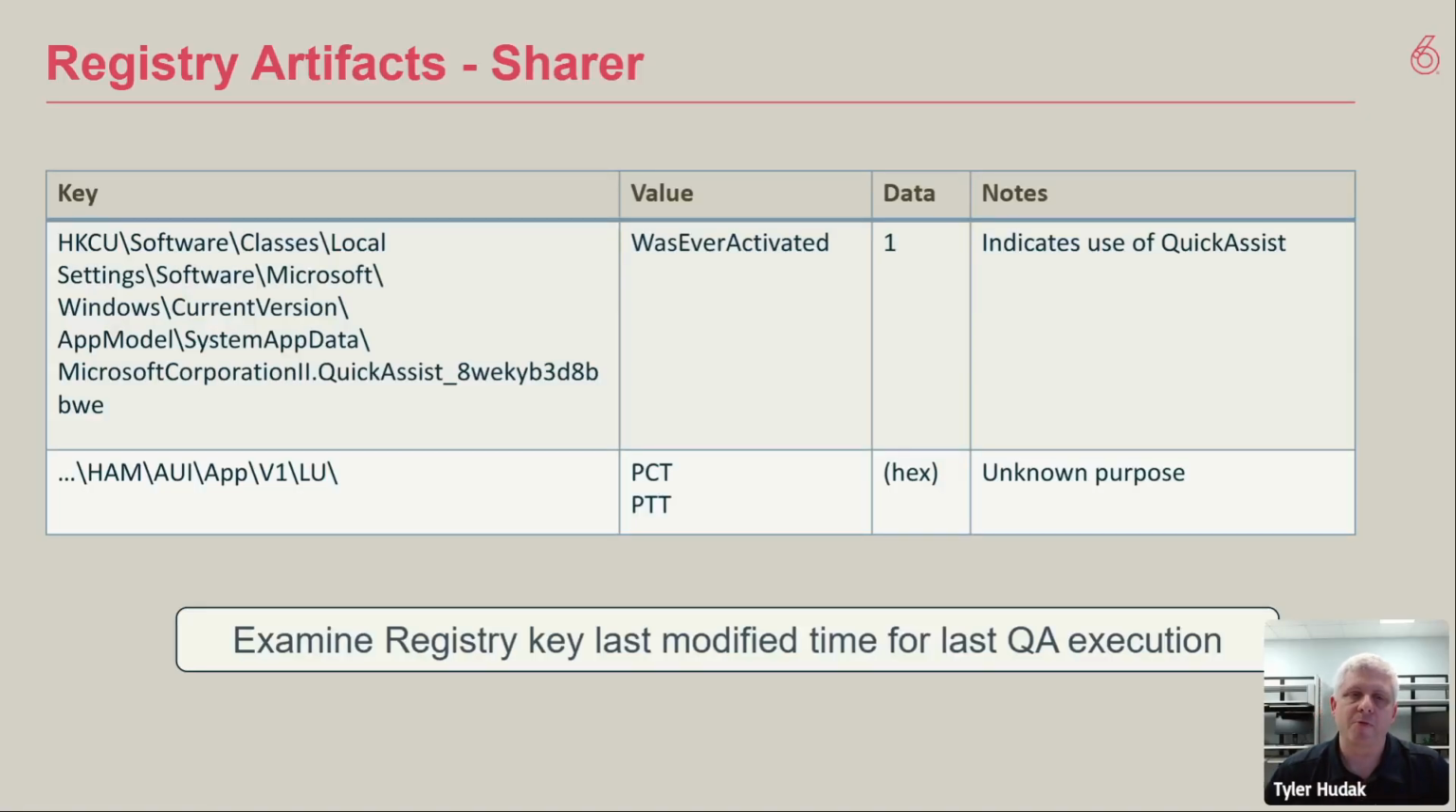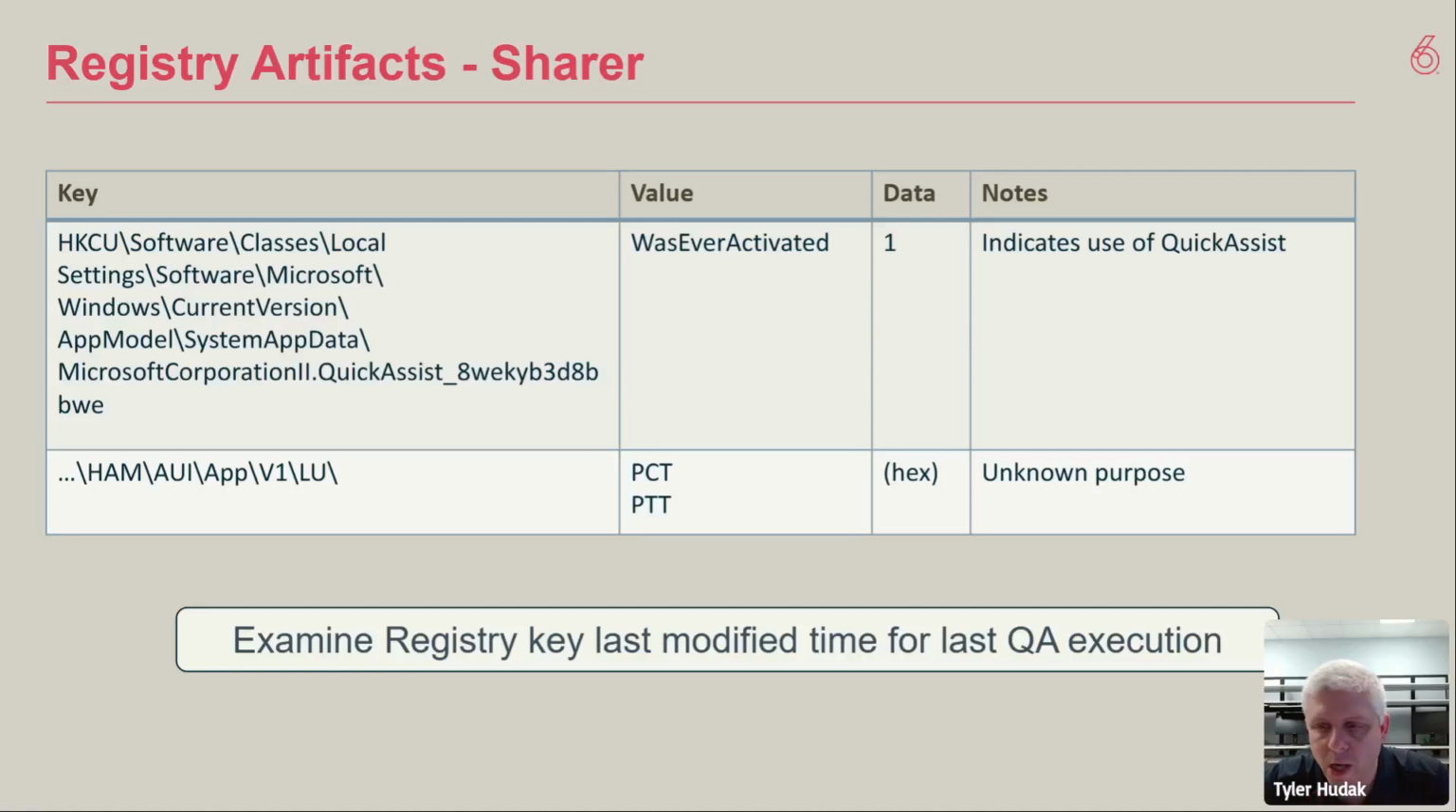But you can at least for these keys look at the last modified time to figure out the last time Quick Assist was executed, or at least the rough time frame. So if you're not familiar with the registry, I'm going to assume everybody is, but in case not, there are timestamps associated with keys in the registry, and it is the last time that key was modified. And so you can use that in a forensic analysis in order to figure out the last time that key was modified, or at least in this case, potentially the last time Quick Assist was executed.